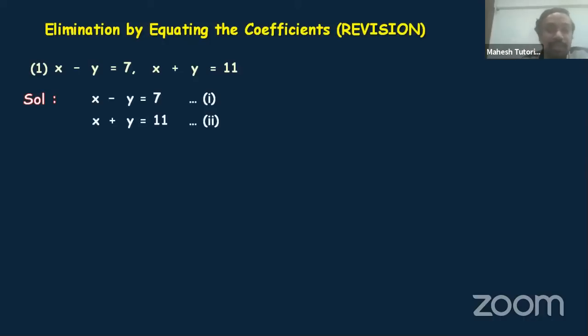So my first step is done. The first step says check whether the equations are present in their basic form and number the equations. Now moving towards the next step.